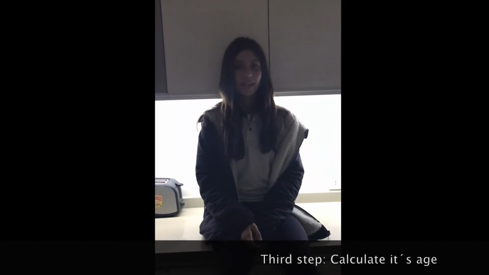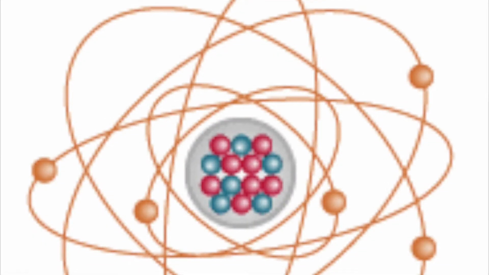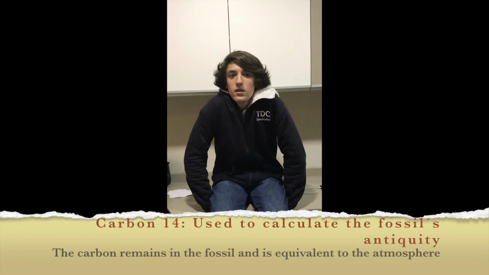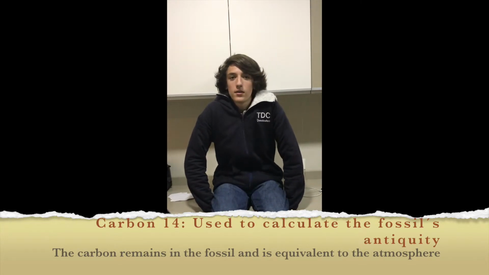In order to calculate its age, tests are used with substances called radioactive elements, such as uranium and carbon. There are two ways to know the age of a fossil: the carbon-14 system and the radium system. To know the age of the fossil, we use the common system, carbon-14. The amount of carbon-14 remains practically constant in time and will be equal to that of the atmosphere, since they reach an equilibrium.